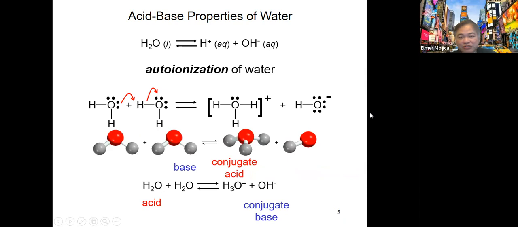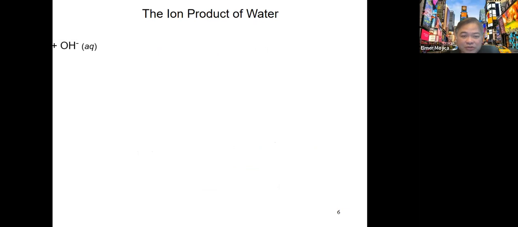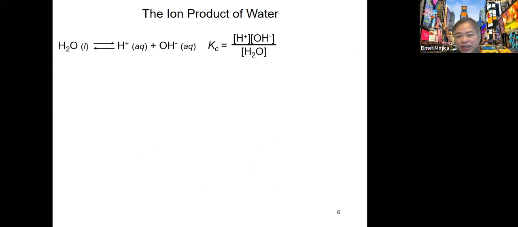Okay? Now, the reaction that we have here, as you're going to look at, is what? Reversible. So you can have it like this one, the autoionization. One water molecule ionizing to form H plus and a hydroxide, or two water molecules to form hydronium ion and hydroxide. Now, if you look at the equilibrium of this, there is an expression that you can use for this one. So you have H2O liquid producing H plus and OH minus. Now, as you could see, water is constant.